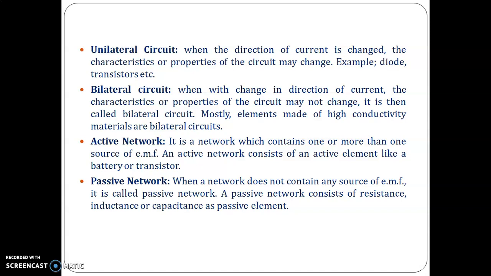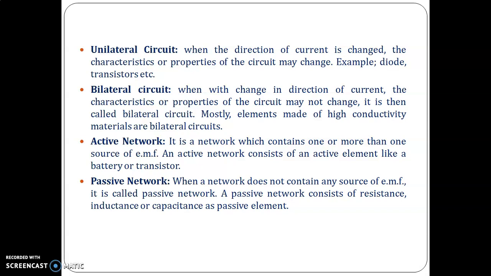Let us take the example of a diode or a transistor. In this diode, during the forward bias, that is from P to N type, in forward bias alone your diode will conduct, but whenever you change the direction of current from N to P type, that is reverse bias, your diode will not conduct. That is, your current will flow only in one particular direction. Therefore, this circuit is called a unilateral circuit.